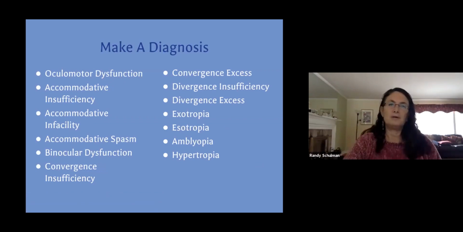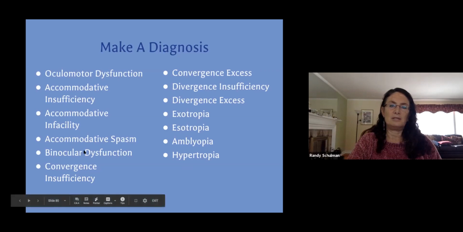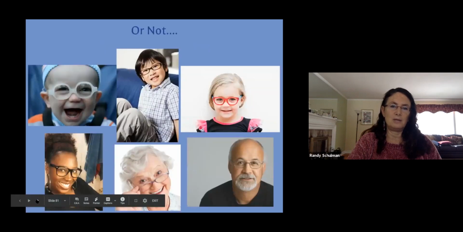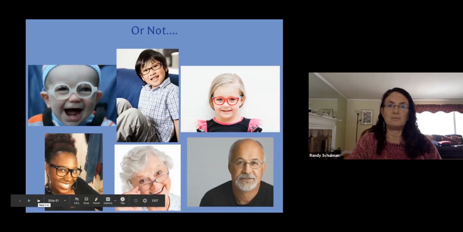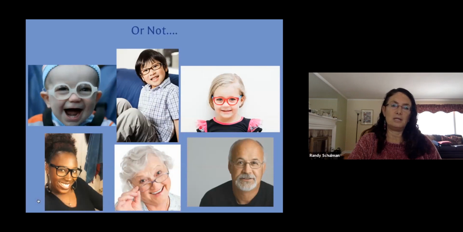All right. I like this slide because it's like the alphabet soup of all the diagnoses that you can come up with, which you do have to come up with if you want to get paid by insurance companies. But basically, we're really not making a diagnosis per se. We're looking at that individual and determining what their needs are and how we can help them. And again, we can use lenses and prisms at any and all ages and stages.